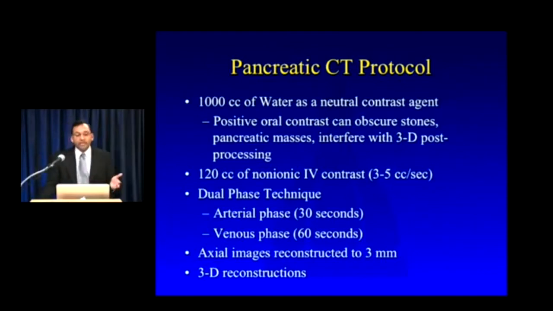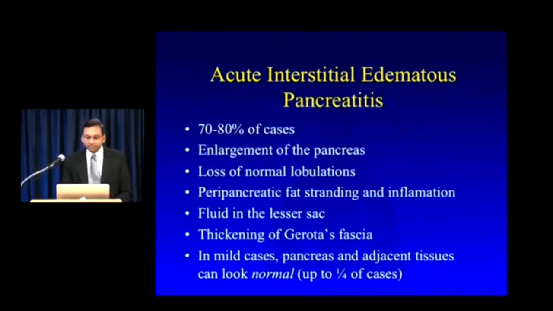Now, it goes without saying you really do need to give IV contrast. I hate looking at acute pancreatitis cases that are non-contrast. You're not going to be able to pick up necrosis, pseudoaneurysms, and a bunch of other complications. I really do think patients need an initial contrast study, and we give 120 cc's of non-ionic IV contrast at a brisk injection, typically about 3 to 5 cc's per second.